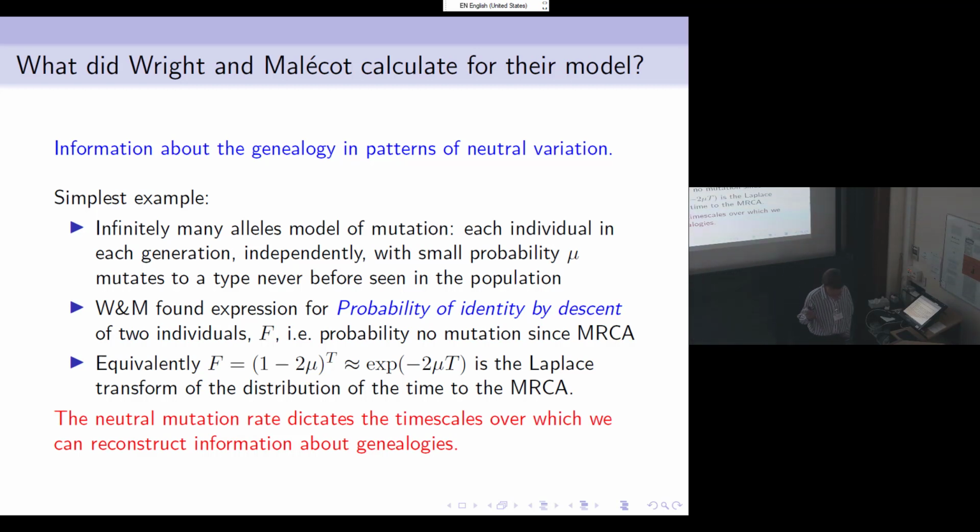And the only information available in the genealogy of a sample of size 2 is how long do I have to trace back, how many generations do I have to trace back before I get to the most recent common ancestor. If I sample 2 individuals at a separation x, how far do I have to go back until I hit their most recent common ancestor? And the way that we would observe that is through the patterns of neutral variation. The way that Wright and Malécot set it up is that they set up what's called the infinitely many alleles model of mutation. And what this says is that in each generation, independently, with small probability mu, each individual mutates to a type never before seen in the population. Infinitely many alleles means that whenever there's a mutation, it's to a completely new type.